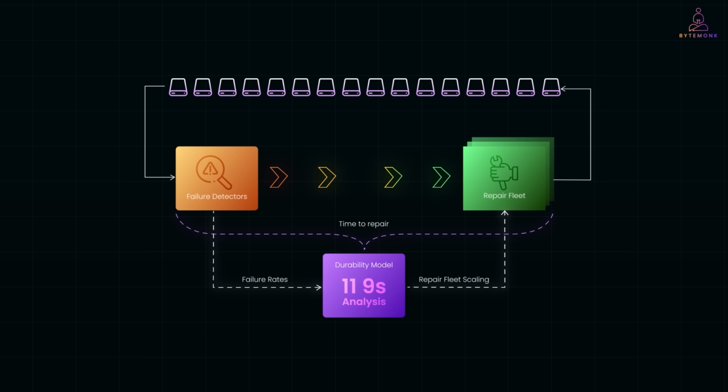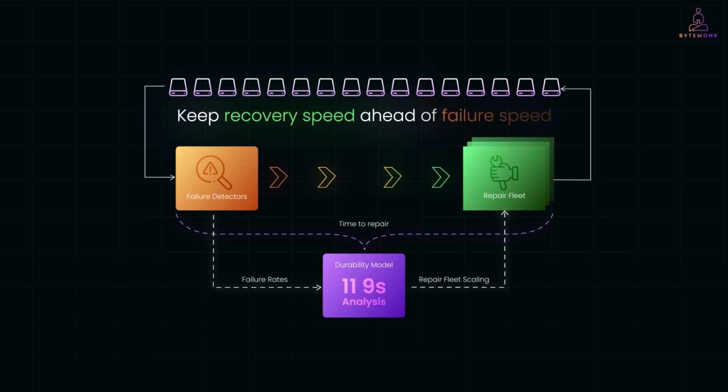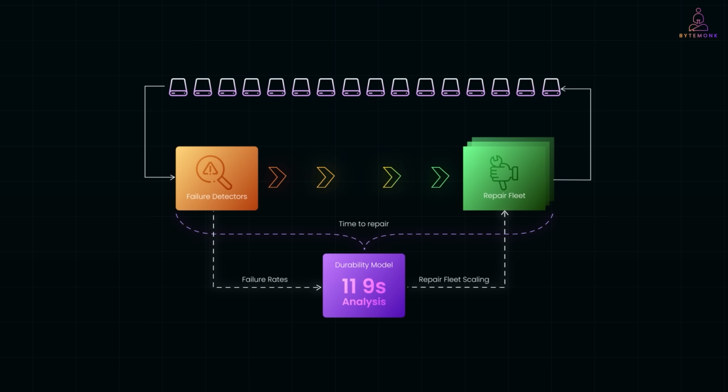Now, what happens if it's not just one disk, but a bunch of them? Like, say, it's an especially hot day in a data center and multiple drives go down at once. S3 can handle that too. It is designed to recognize spikes in failure rates and scale up repairs accordingly. More compute, more bandwidth, more repair jobs launched in parallel. It's like a fire department dispatching more trucks the moment multiple alarms ring at once. The goal? Keep recovery speed ahead of failure speed. Because that's the key to maintaining 11 nines of durability, even when things go sideways.